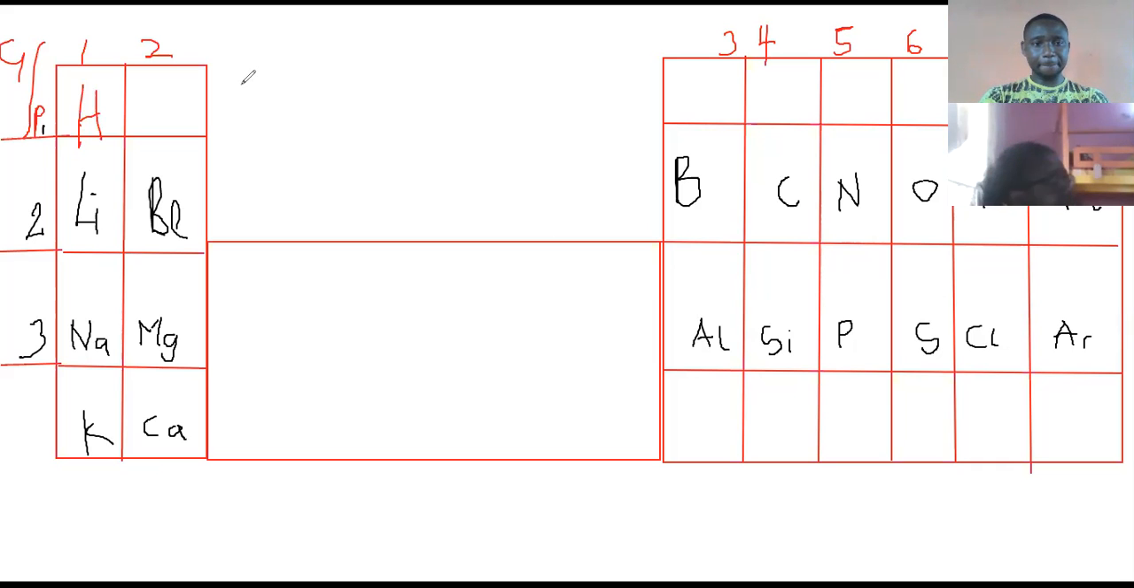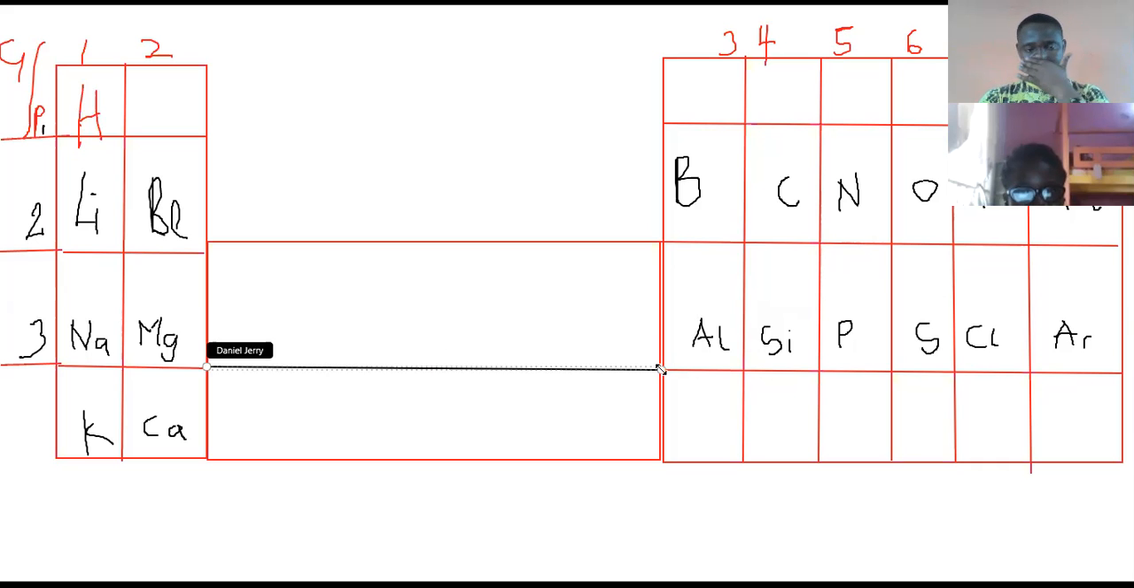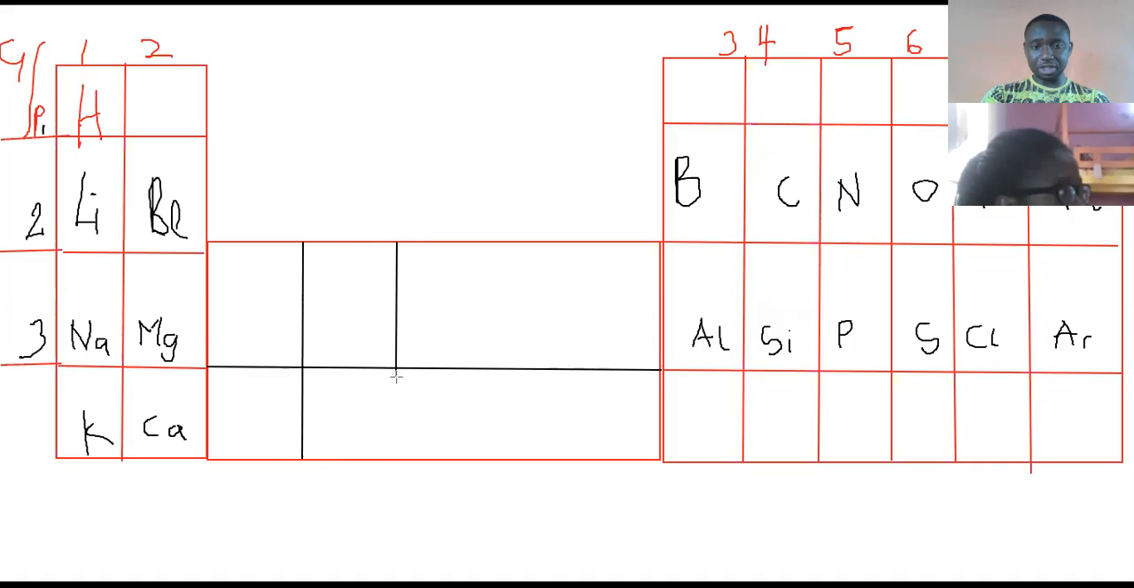Now, I'm going to leave you to do this for the transition metals later on. That will be your assignment. Don't worry, not here. All right.